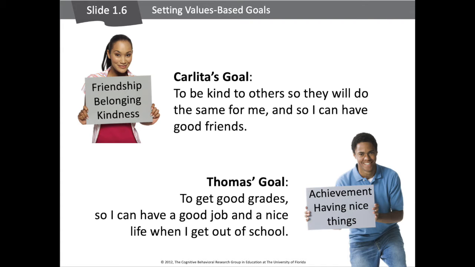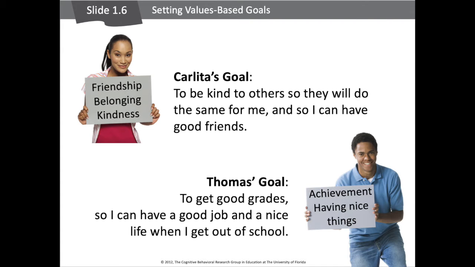Thomas also set a goal based on his values of achievement and having nice things. He thought about how these work together and set a goal to get good grades so he can get a good job. When you identify values and think about your value-based goals, you often have to use shifting. This means you have to change your way of thinking about things.